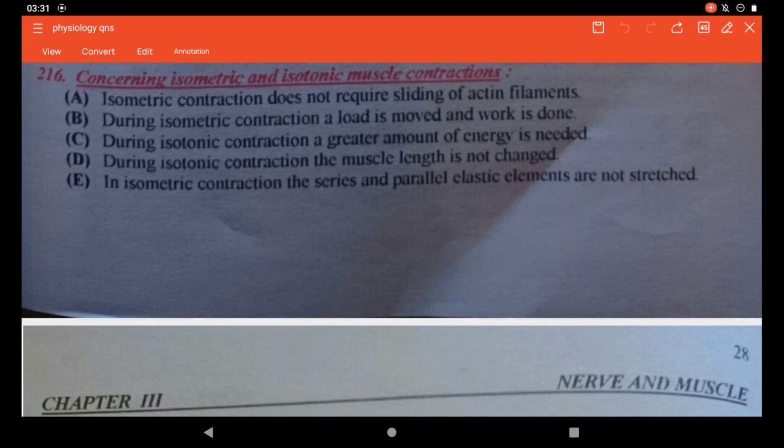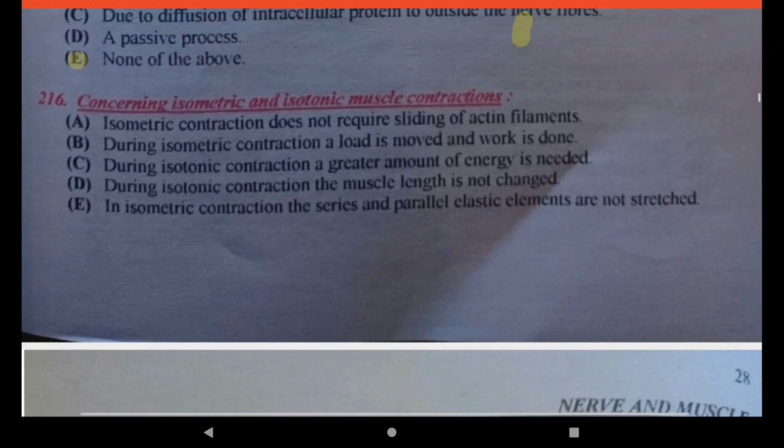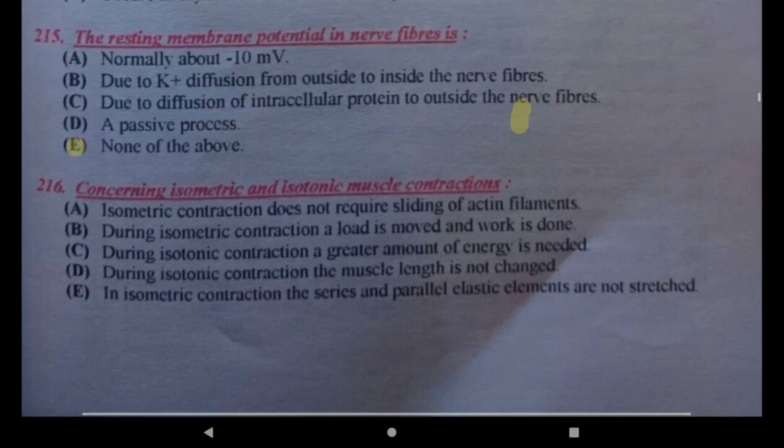Now we are continuing with nerve muscle physiology questions, and we are going to look at the next question. Previously we looked at the resting membrane potential of nerve muscle fiber. We are looking at part 2.